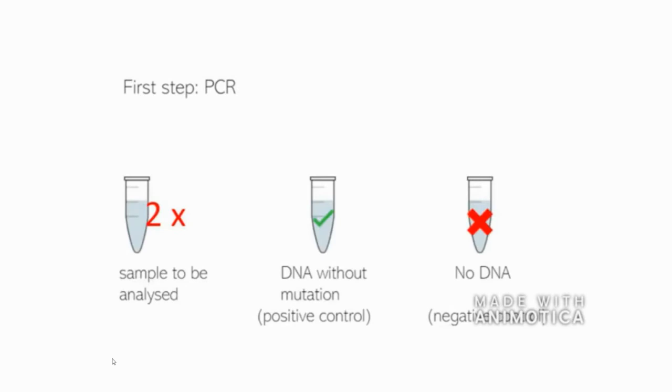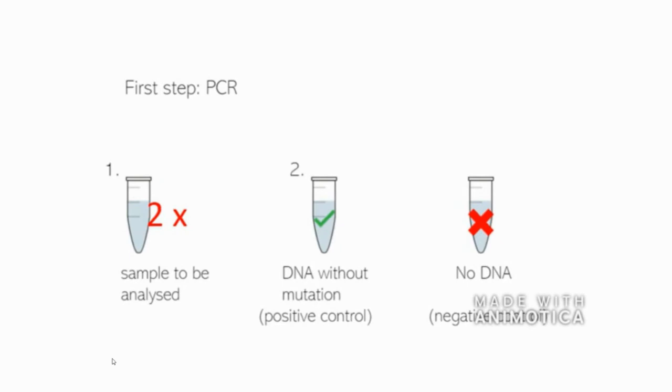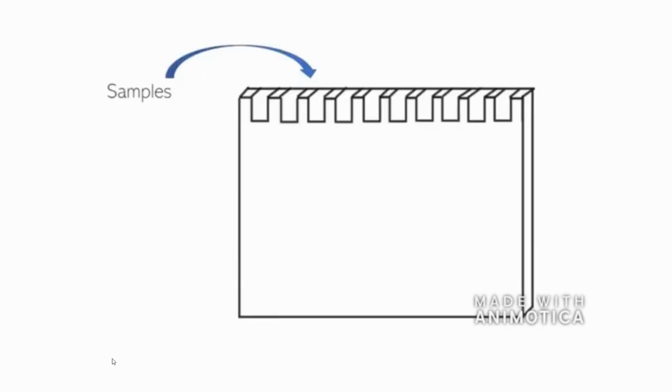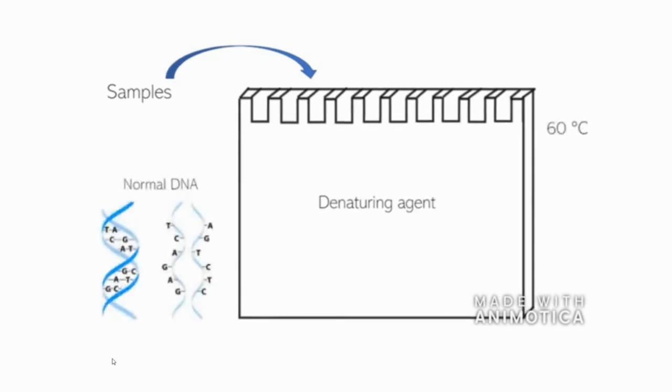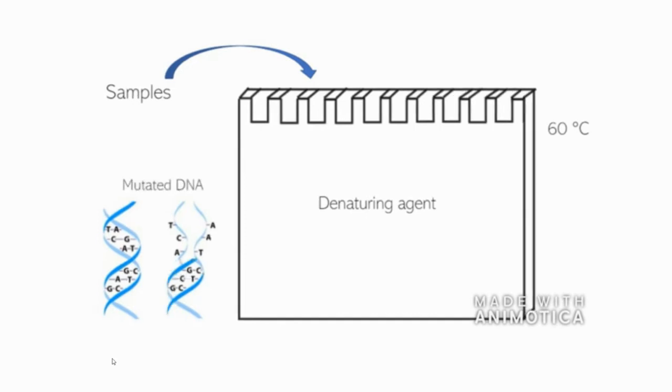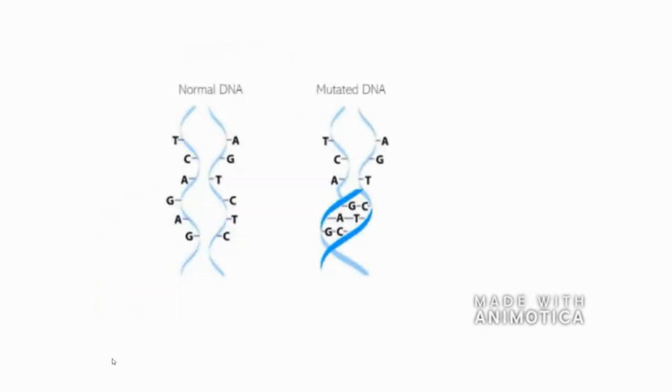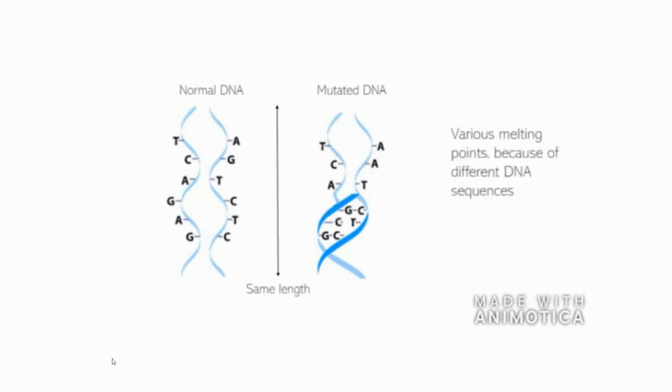Before we use DGGE, we have to perform PCR to get multiple copies of the piece of DNA you're interested in. So let's have a look. It's also important to take some controls along the process, like first of all sampling at least twice, also a piece of DNA containing no mutations at all as a positive control and no DNA as a negative control. Then the samples are loaded on the gel. The gel contains the denaturing agent, which causes the DNA to melt at various stages, with a melting temperature of 60 degrees. The DNA normally melts in a stepwise process, but mutated DNA strands only melt partially. This creates a dissimilarity and thus a possibility to observe DNA strands of the same length but with various sequences.